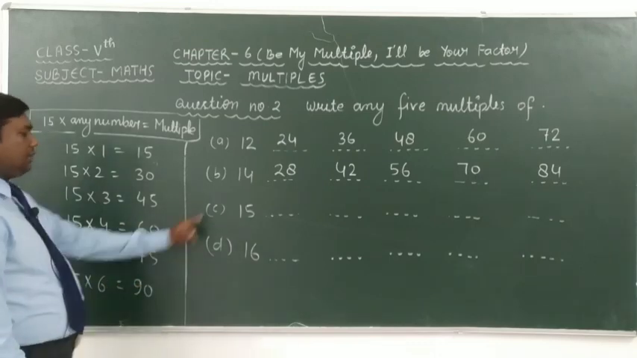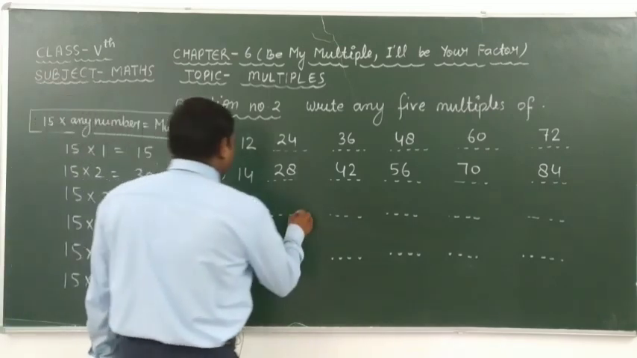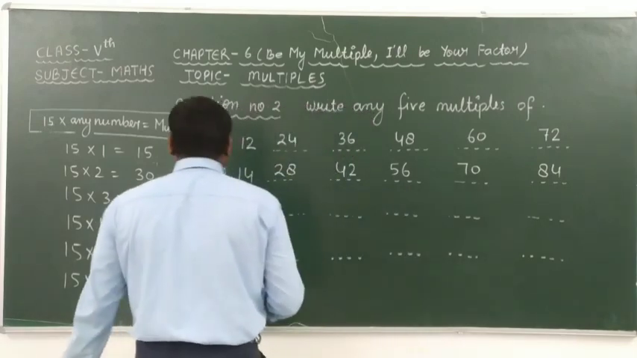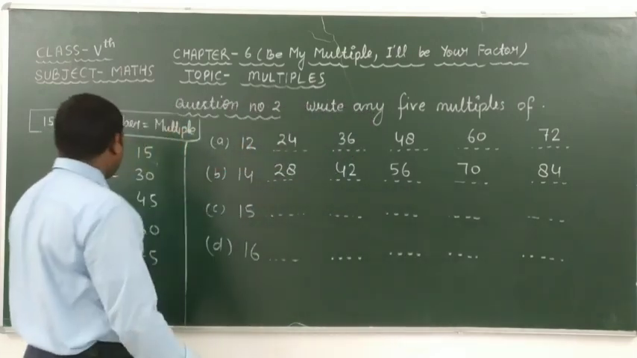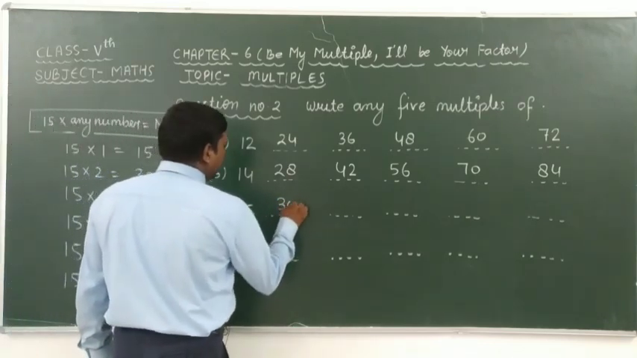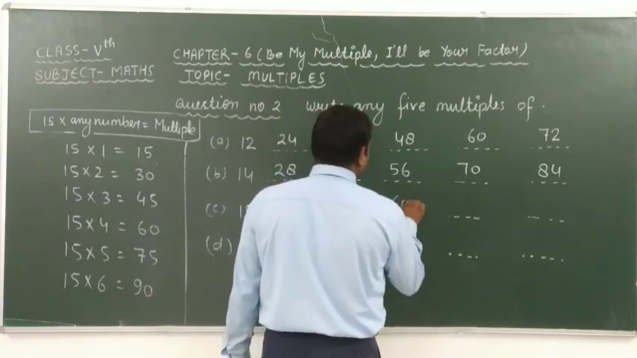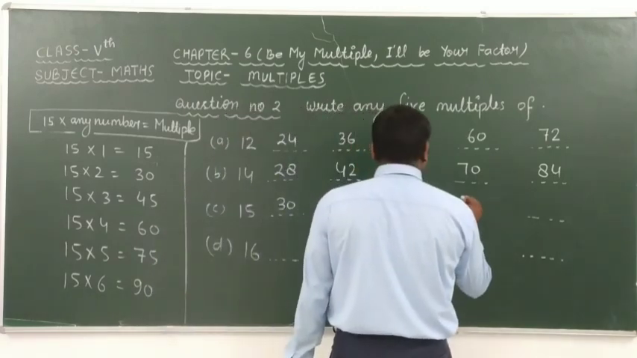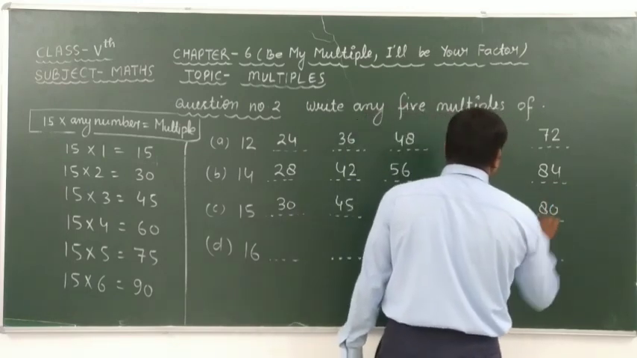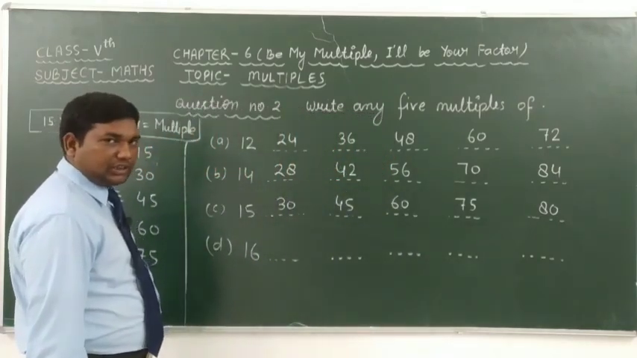Okay students, similarly we can write in this place. Look at here carefully. 15 1s are 15, 15 2s are 30, 15 3s are 45, 15 4s are 60, 15 5s are 75, 15 6s are 90. Okay, understand? Here given 16.